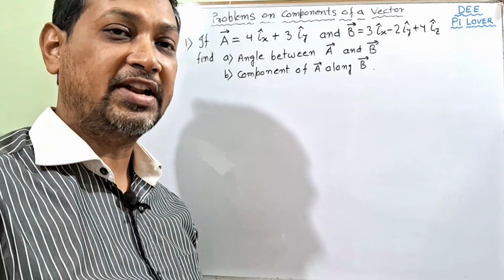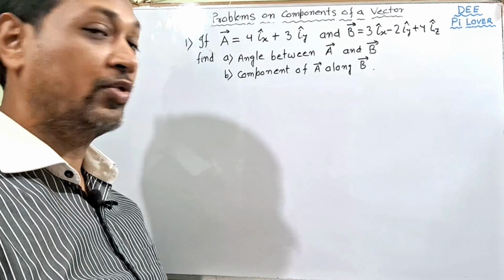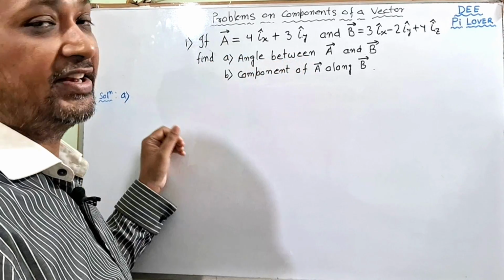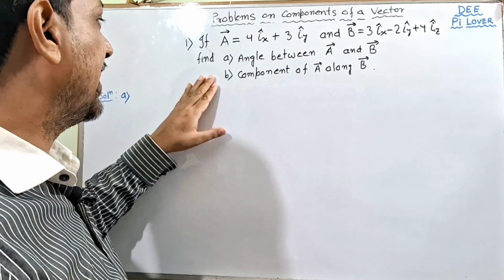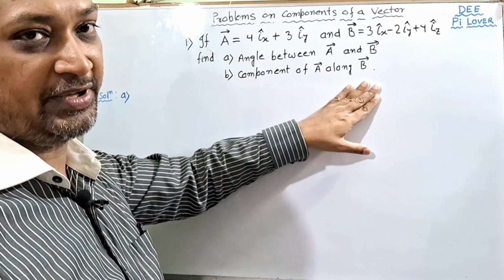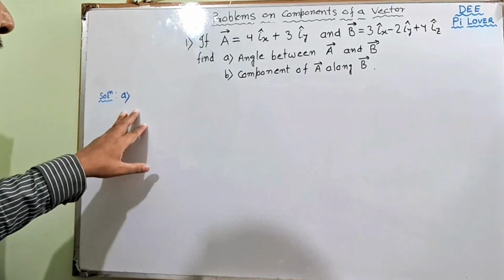Hello friends, in today's class of electromagnetic field theory, we are going to solve this problem. Here, the two vectors A and B are given in their component forms, and we have to find out the angle between A and B and the component of A along B. Now, let's start with problem A.